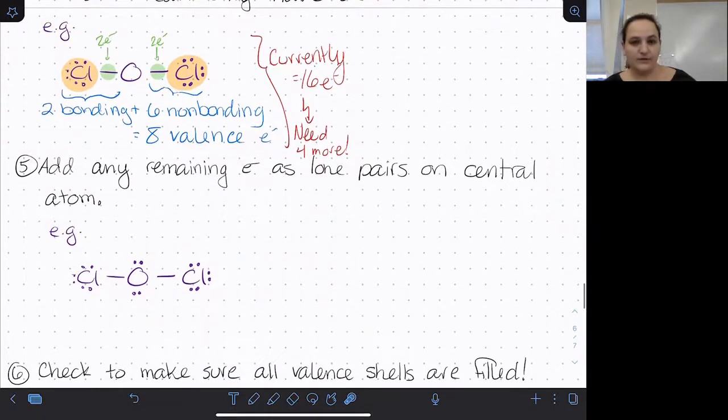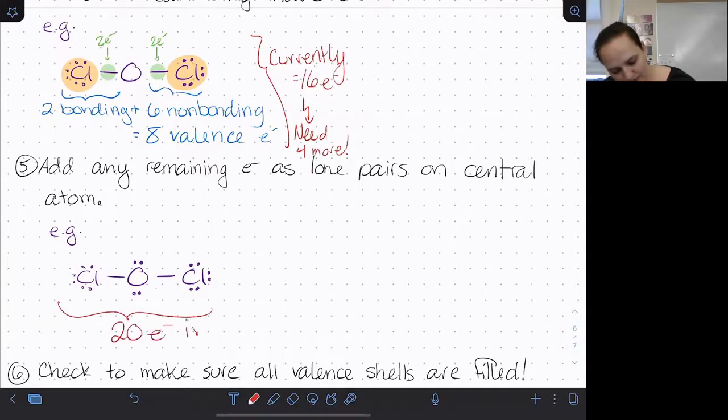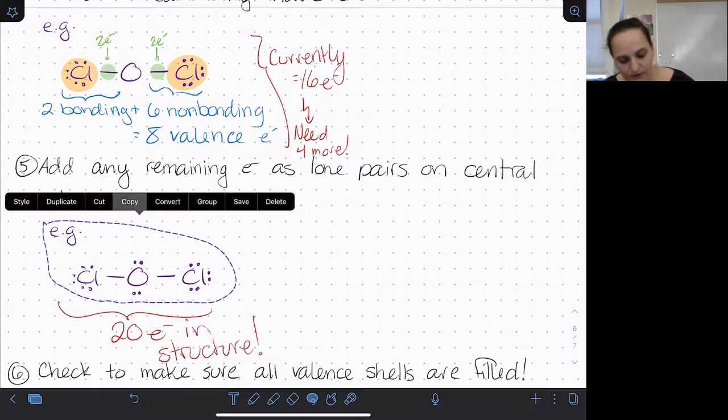At this point, we have added all of our electrons. We have 2, 4, 6, 8, 10, 12, 14, 16, 18, 20 electrons in our structure, which is what we were aiming for. So the last thing we need to do is check everything over and make sure that all of our valence shells are filled.